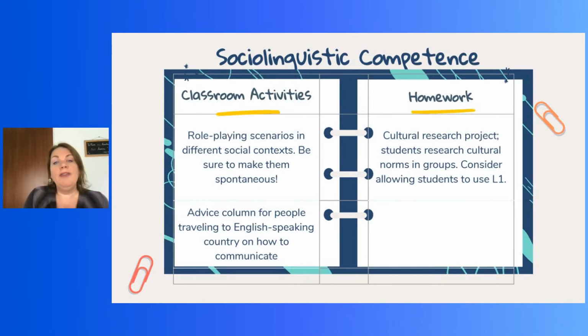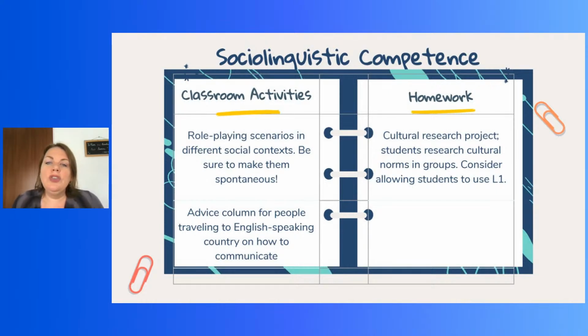We can also do an advice column as a class. We can develop it or have different students work in groups to develop an advice column for people traveling to an English-speaking country on how to communicate. What are some tips? What should they think about? What should they do? What's different from communicating in their hometown, for example? If they travel to London, obviously they use English, but what do they need to keep in mind about greetings, about asking for something, etc., right?